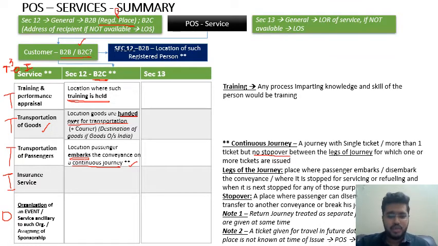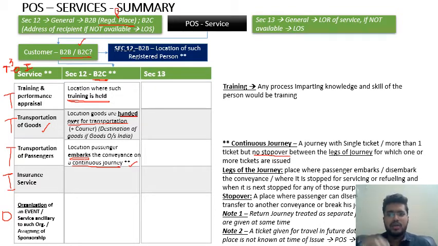Now for insurance services, right? So before going into insurance services, guys, there is another scenario possible under transportation. Let's say you have taken a metro pass, right? And the metro pass, let's say it's valid for a week or so. You can board the train anytime you want, and accordingly the charges will be levied.